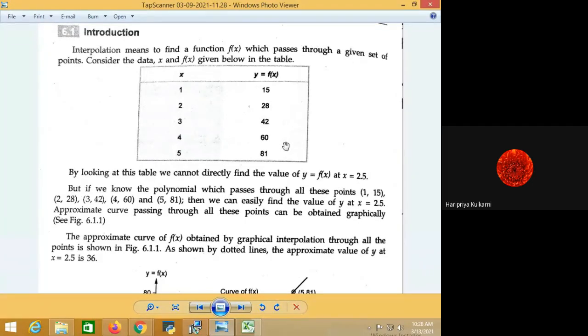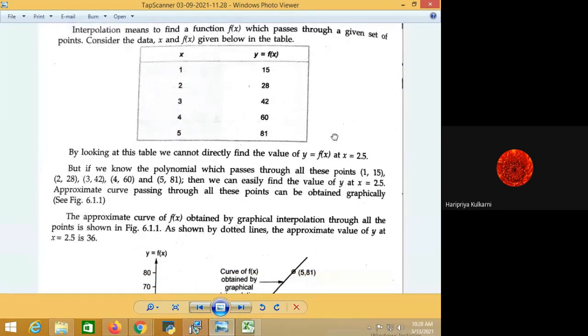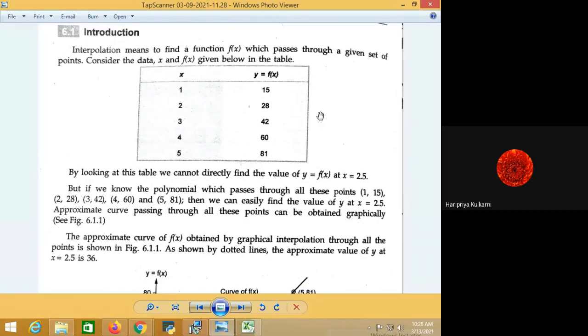So finding the interpolation means we find the function f of x, so that if we plot it, then all these data points will lie on that function. Graphically we can plot it, and we can say we have interpolated these data points. Or mathematically we can find the equation y equals f of x, and then we can plot it so that we can find the value at any intermediate point in the given set of points.